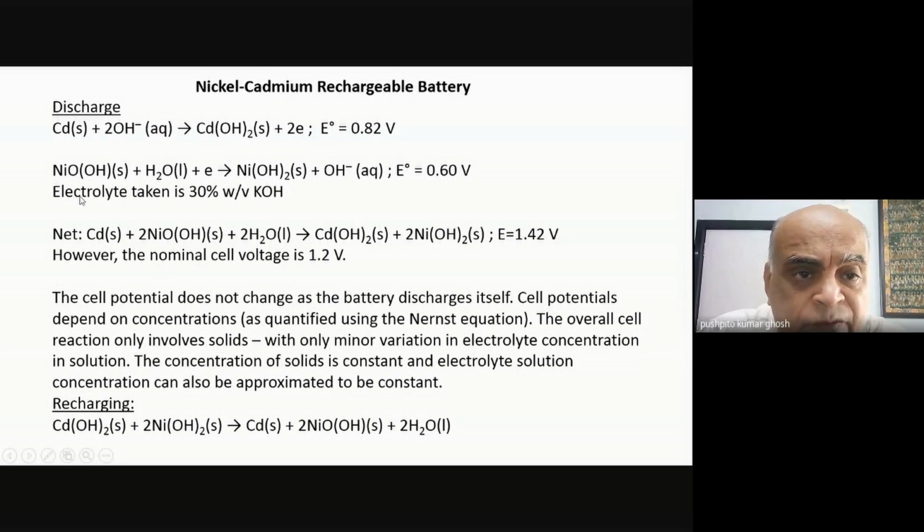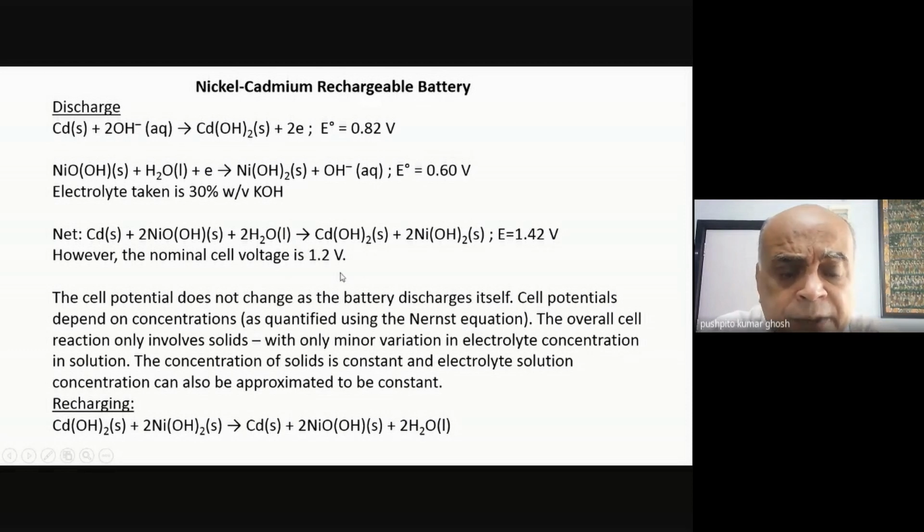Now, what happens is that in this, you are forming hydroxide and you are also consuming hydroxide. And so there is no change in the concentration of the alkali that you take in the electrolyte during the operation of the battery. And therefore, this battery, you can add up the half cell potentials, comes to about 1.22 volt, which is what you've got over here.